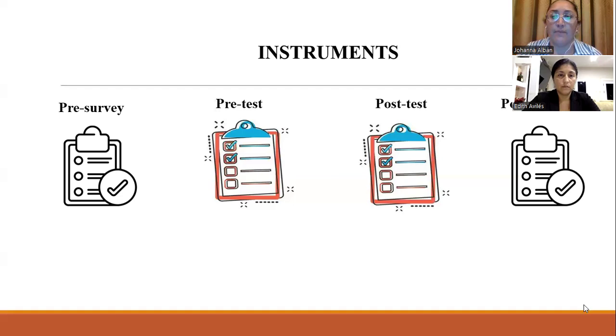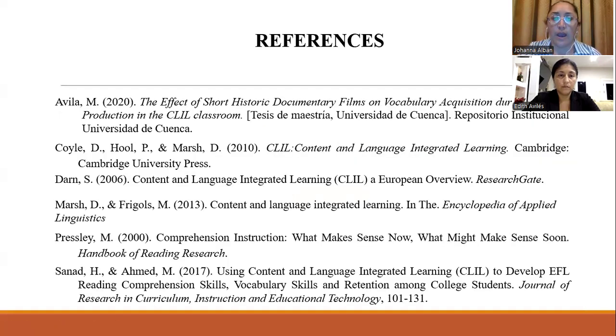This is the structure of our research. And here we have some of the references that we are going to use in order to support our research work, based on these experiences and studies that help us to support our work.